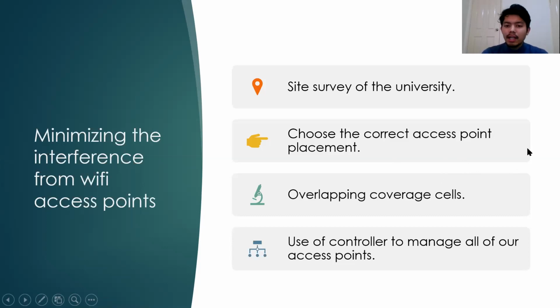And overlapping coverage cells. APs with overlapping coverage cells on the same channel can lead to an increase in channel utilization, which helps in minimizing the Wi-Fi interference. And use a controller to manage all of our access points. By using one interface, the controller can control the group of access points, which lets us assign a single access ID and password to all access points, instead of having to join a different network every time we move from one room to another or floor to floor.